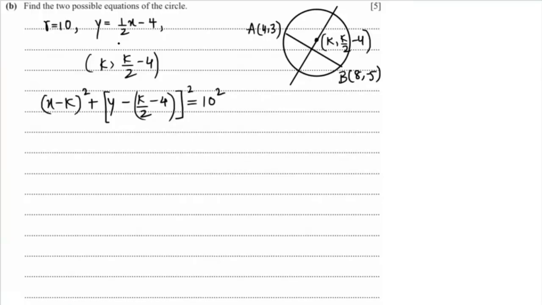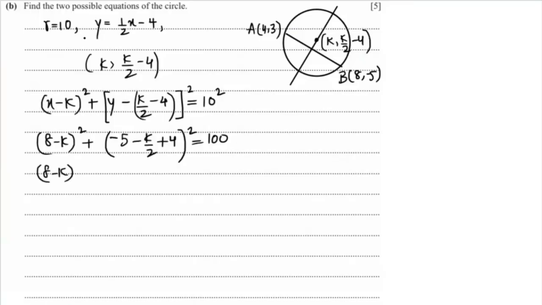Now this is the part which is cool. I know I can't solve this equation, there are so many unknowns, but I can substitute any of the given points, whether this or this. It's up to you, A or B. I'm going to put in B, let's say. So the x coordinate is (8 minus k) squared plus (minus 5 minus (k over 2 plus 4)) squared. This will help me get a quadratic equation in k, which you'll see how I'll solve.